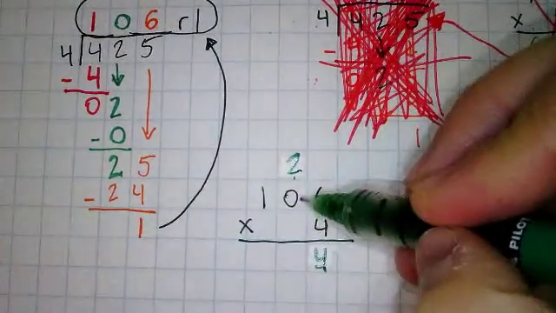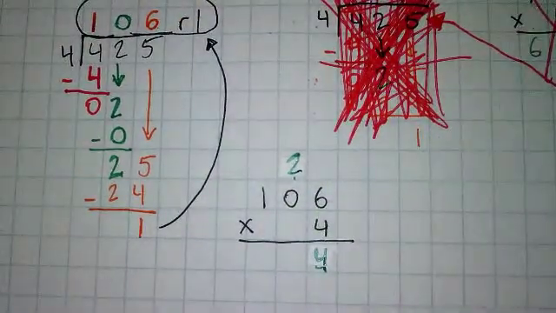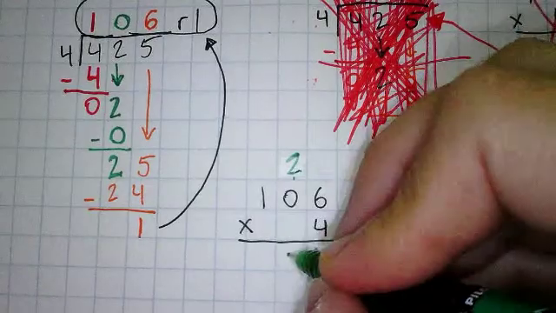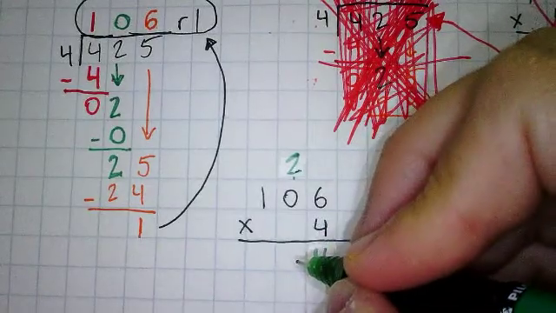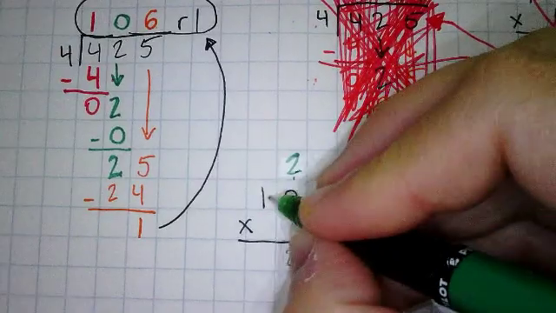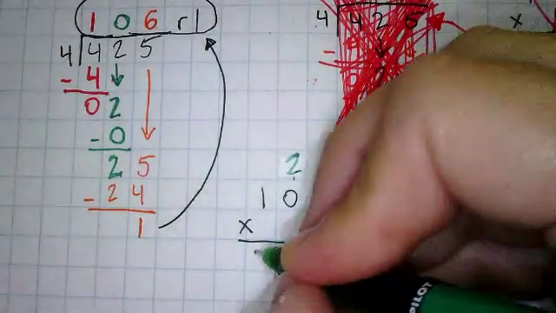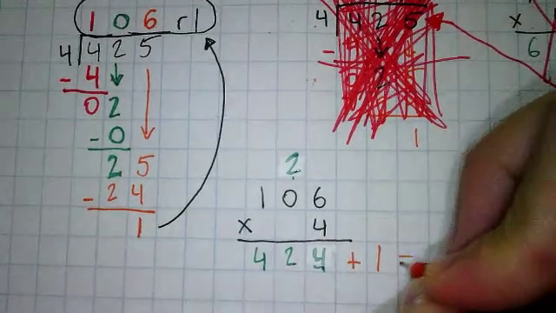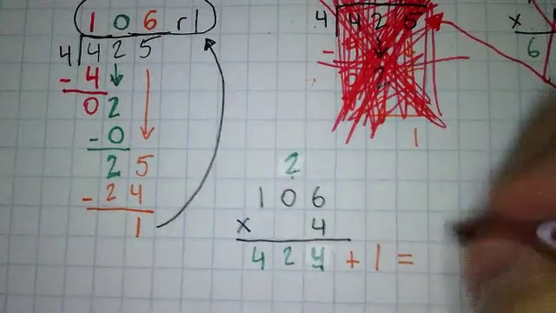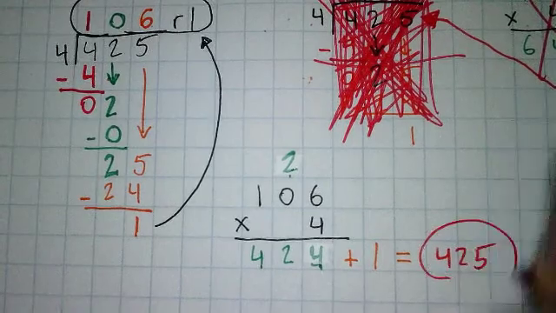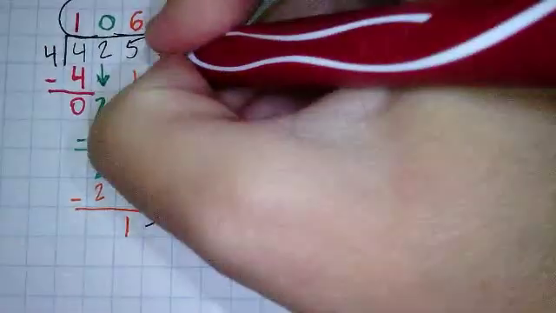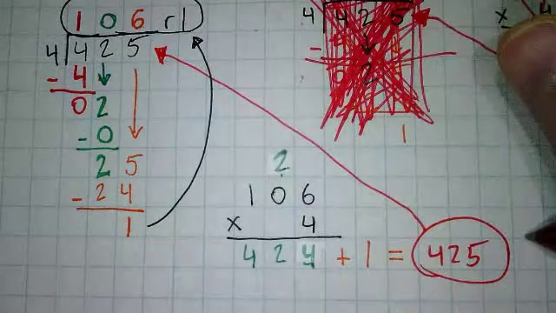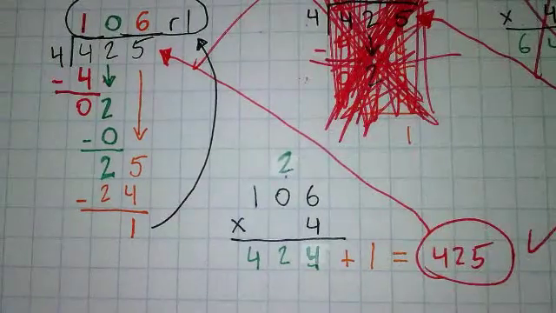Okay, then what's 4 times 0? 0. 0 plus 2 is 2. There we go. And what's 4 times 1? 4. So we got 424, and then we add our remainder, and we get 425. So does this number match that number? Yes, it does match. So we did it right this time.